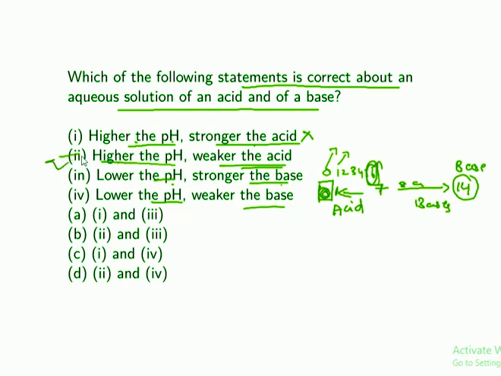That means this is the correct. Option 2 is correct now. Lower the pH, stronger the base. If pH is less, the stronger will be the base. No. Okay, lower the pH, weaker the base. Lower the pH, the pH value is less, then the weaker will be the base. So option 2 and 4 is correct. So here option D is correct.